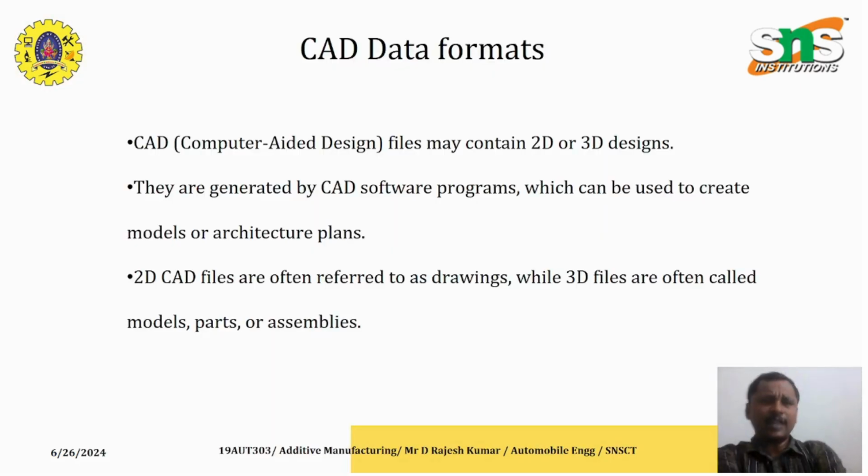So there are different types of CAD data formats. We must know the meaning of CAD, that is computer-aided design or drawing. It may contain a 2D or a 3D design. It is a software program which can be used to create models or architecture plans. 2D CAD files are often referred to as drawing files, while the 3D files are often called modeling, or parts or assemblies.